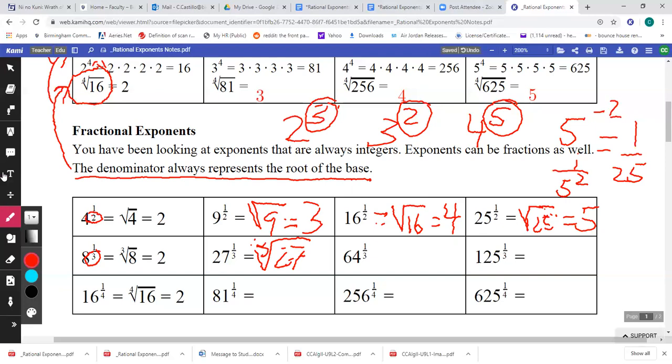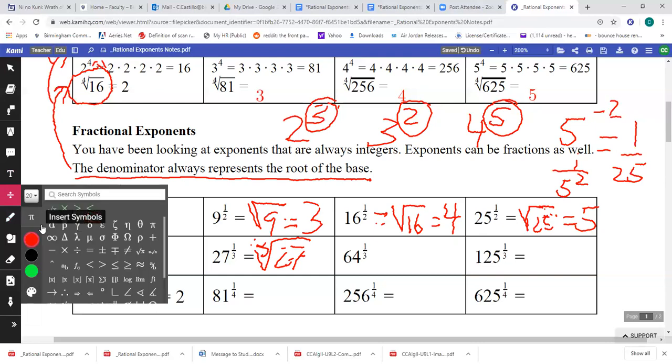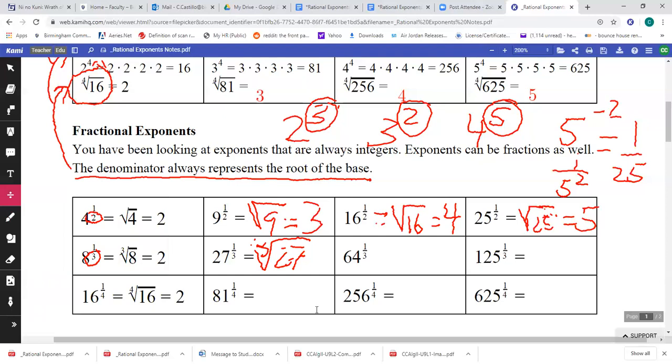Okay, looks like that. I'm just kind of looking for a symbol here if they have it. Okay, it looks like they don't. But that's how it would look like with a 3 outside. 64 to the 1, oh, and this is equivalent to 3.